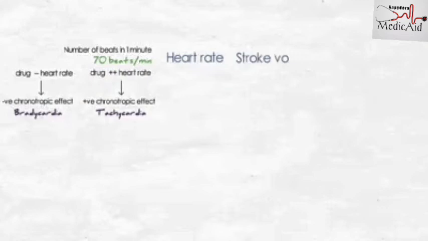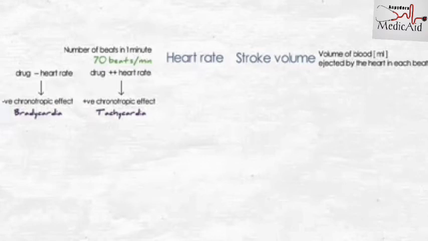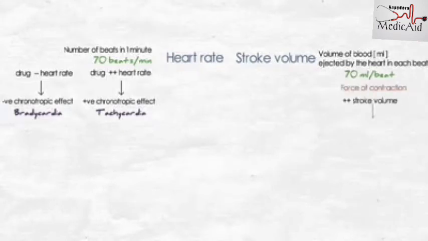The second is the stroke volume. It is the volume of blood in milliliters ejected by the heart in each beat, in a normal adult about 70 milliliters per beat. It indicates the force of contraction of the heart. Increased stroke volume means increased force of contraction, which is known as positive inotropic effect.